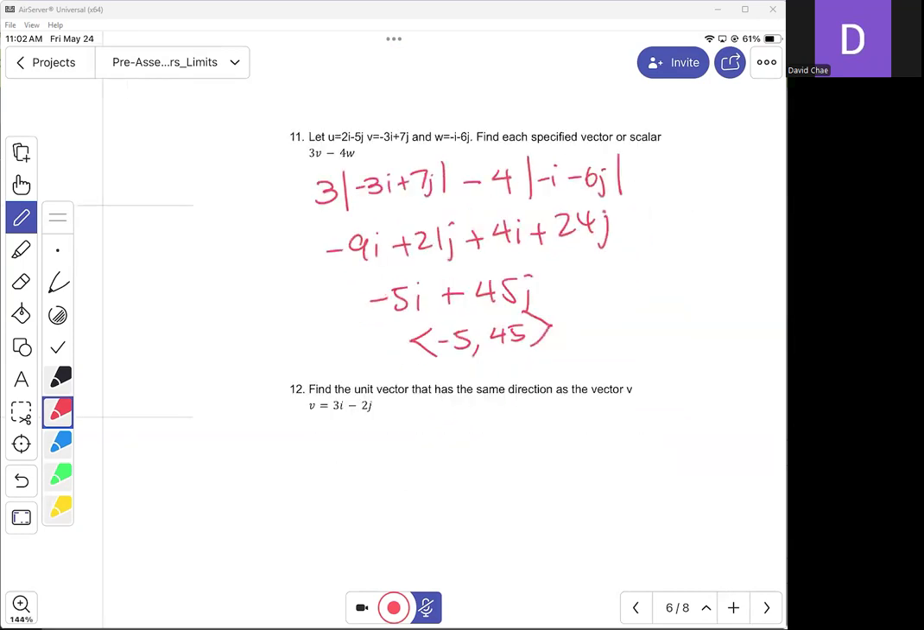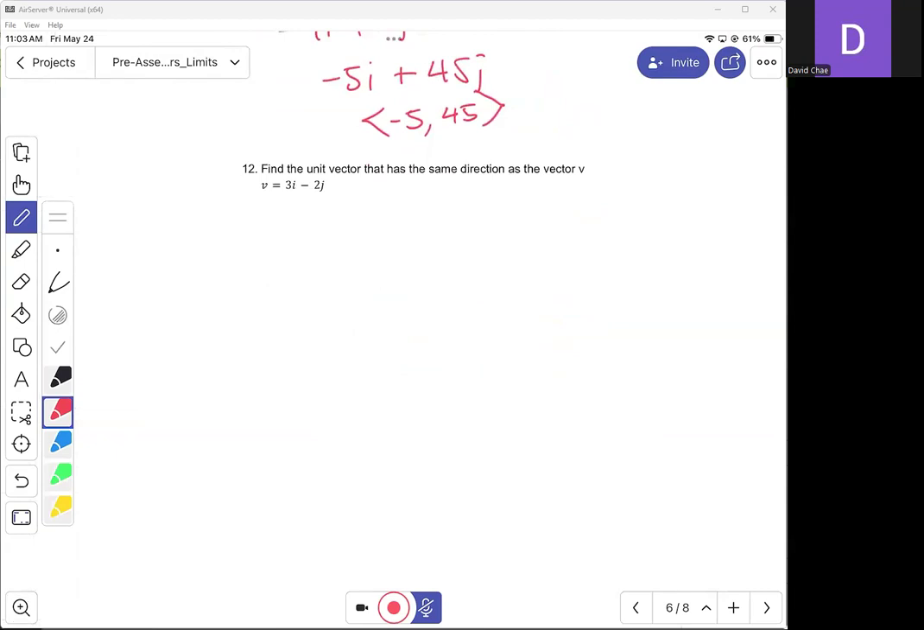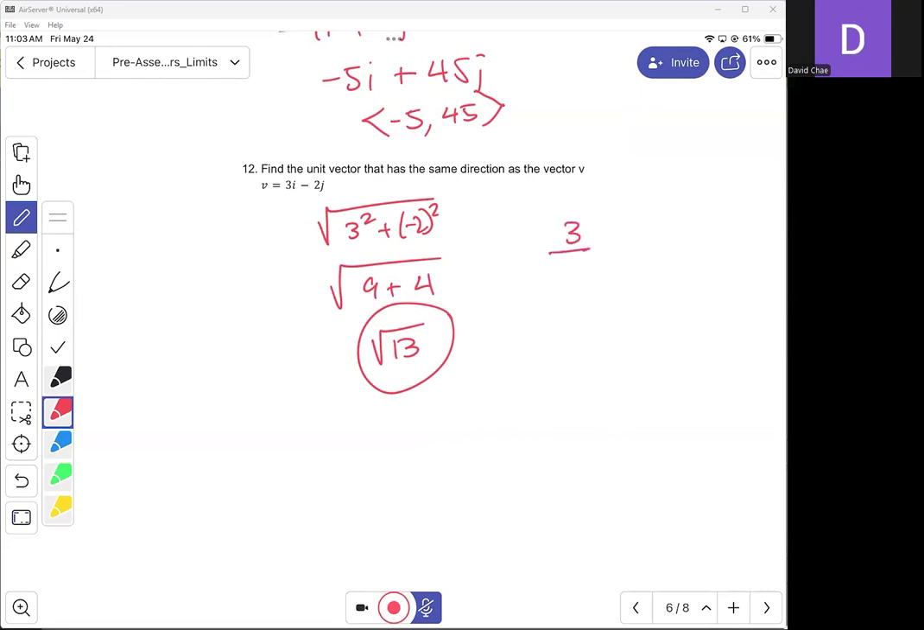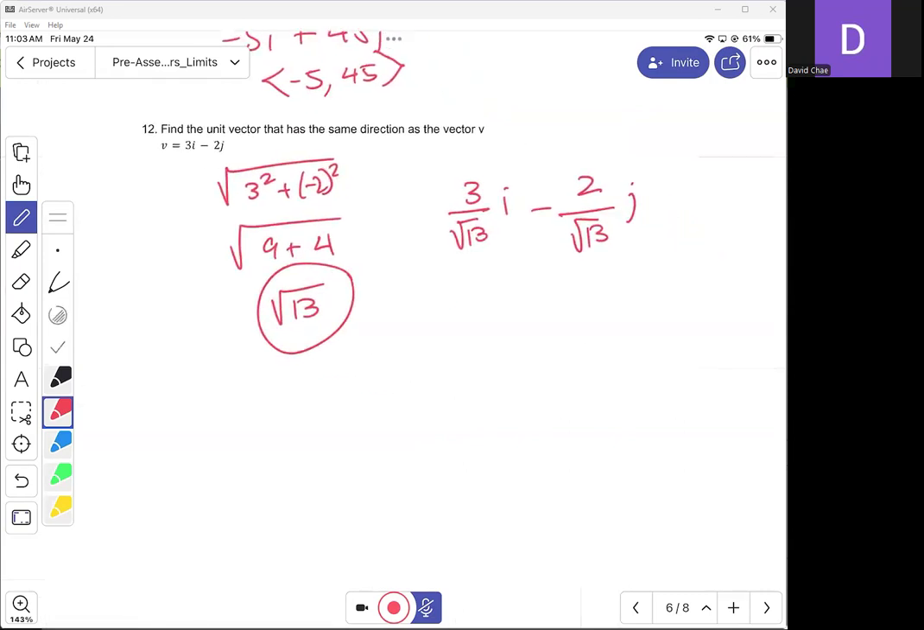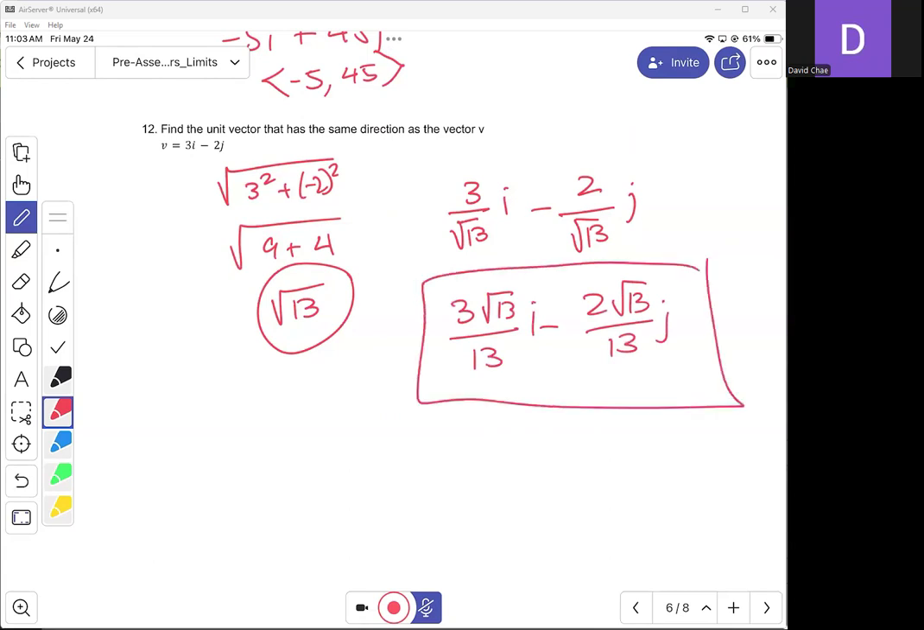For the unit vector, number 12, all you have to do is get the magnitude first. So the magnitude would be 3 squared plus -2 squared. That would be 9 plus 4, which is radical 13. So this is your magnitude. Just put that number underneath: 3 over radical 13 I minus 2 over radical 13 J. Then rationalize it, so it'd be 3 radical 13 over 13 I minus 2 radical 13 over 13 J. And that's your answer.